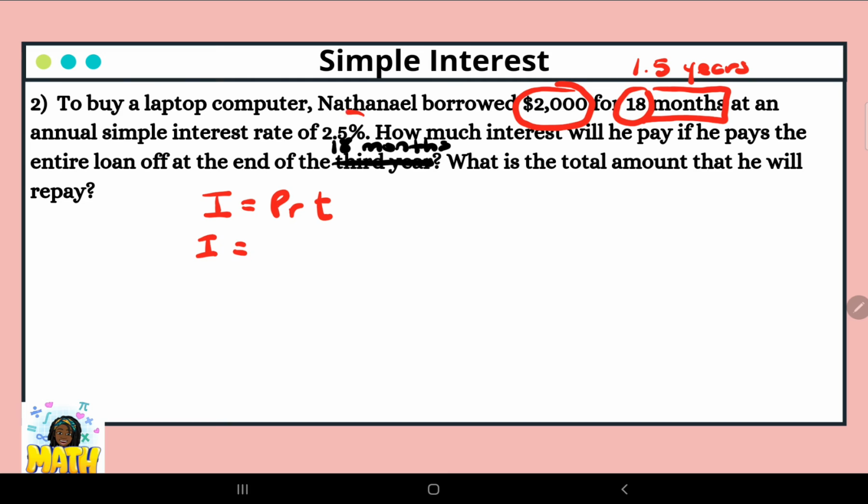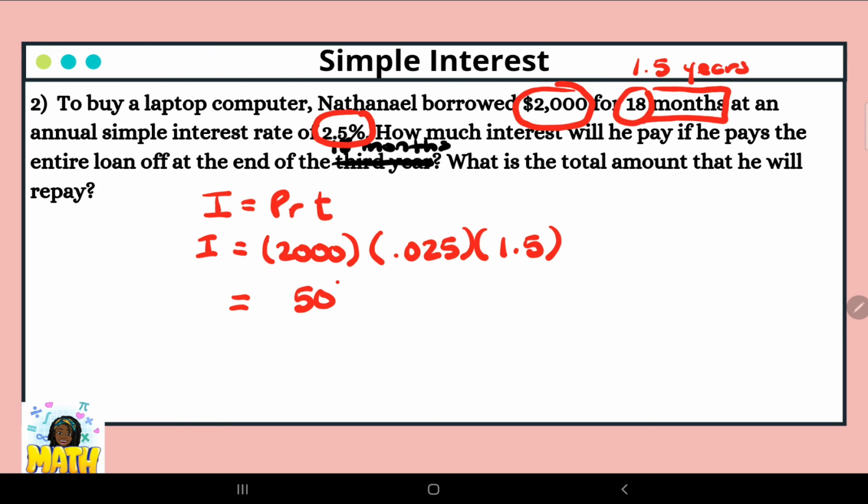And the rate is 2.5%. So that gives us 2,000. Converting the rate to a decimal, it's 0.025 times 1.5. 2,000 times 0.025 is 50. And then we multiply 50 times 1.5, which is equal to $75. So the interest that Nathaniel would pay is $75.